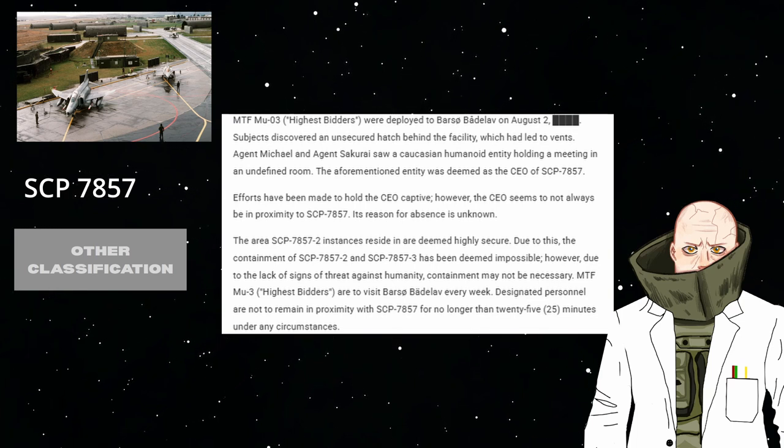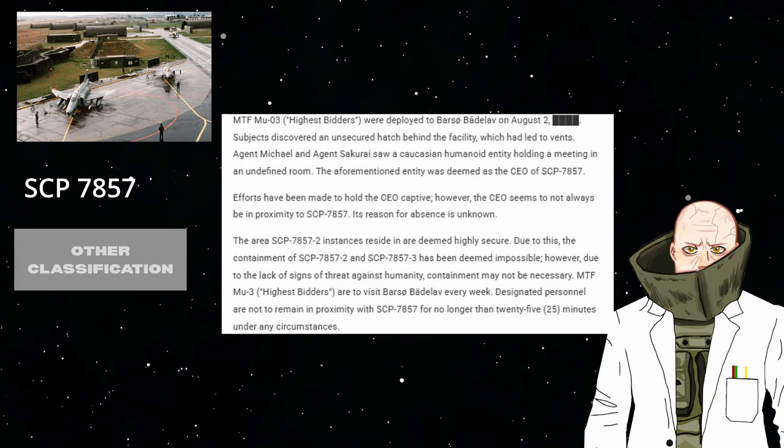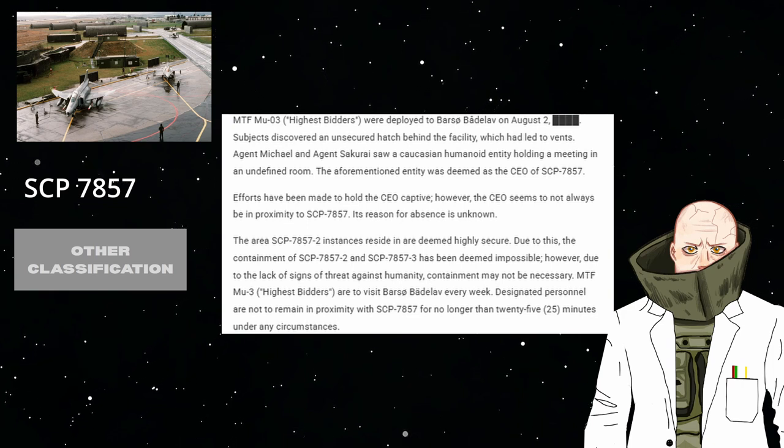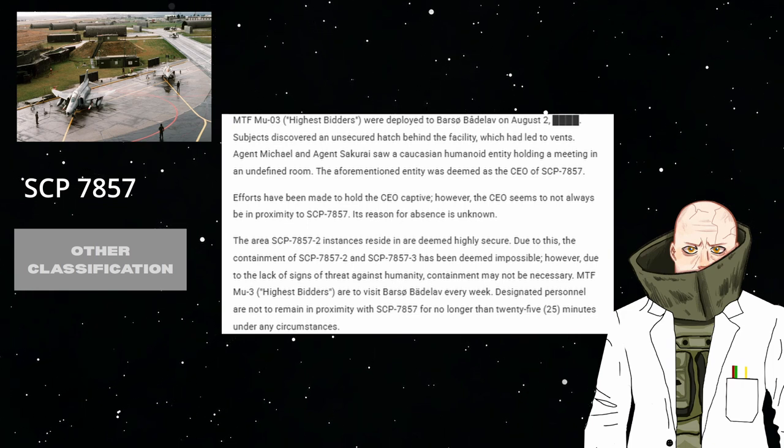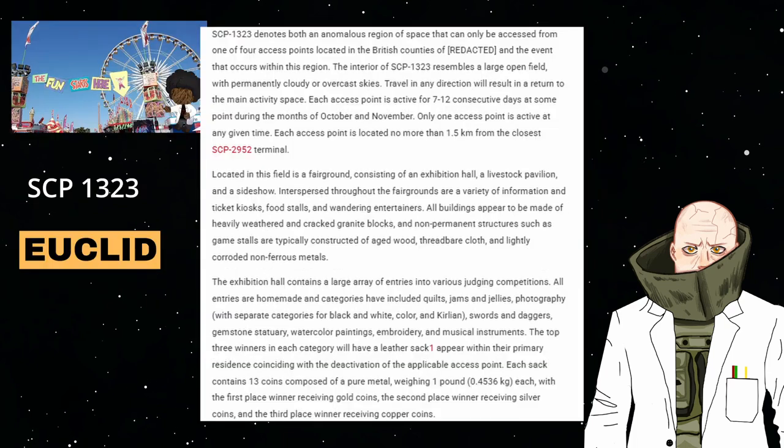Highest Bidders are to visit Barso Badalav every week. Designated personnel are not to remain in proximity of 7857 for longer than 25 minutes under any circumstances.